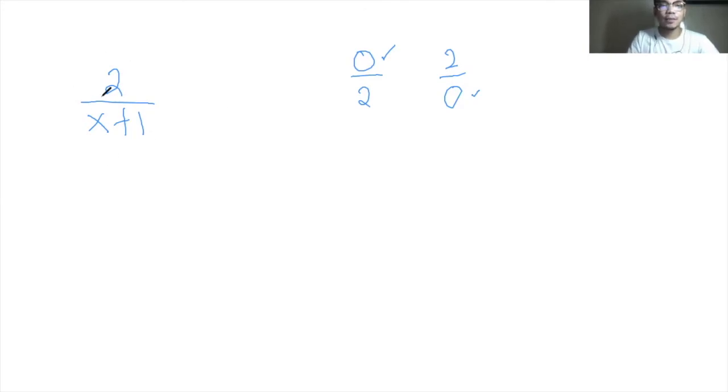So in this expression, what will make this expression undefined? That is if it is 2 over 0. Okay? So what value of x will make the denominator equal to 0? So we have an equation. We can now equate x plus 1 equal to 0. Okay? And then by solving, subtracting 1 on both sides, we'll get x is negative 1, which means x should not be equal to negative 1.